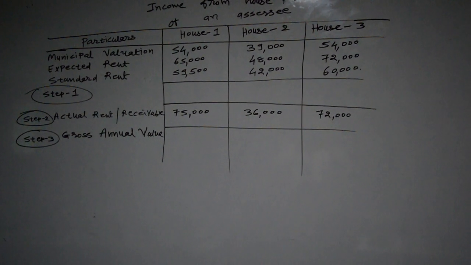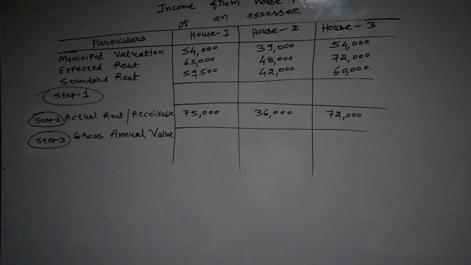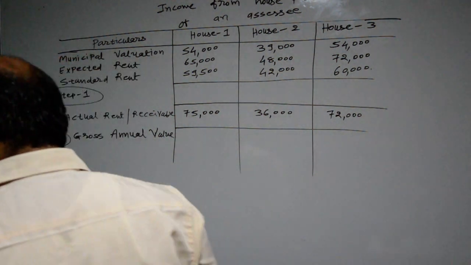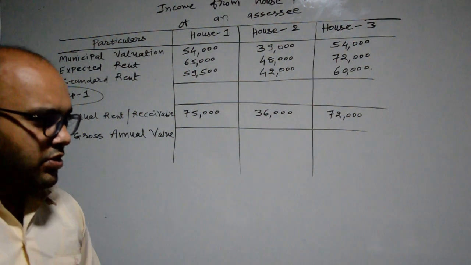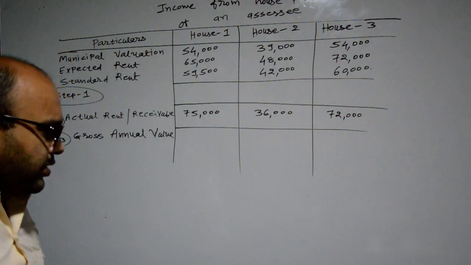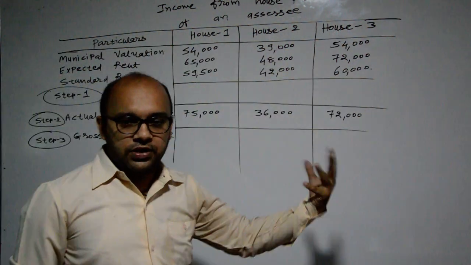Okay, good morning students. We are starting with our third sum of income from house property. In this sum we are provided with the information of an SSE who has three different houses which are given on rent. There is information provided for the different houses.